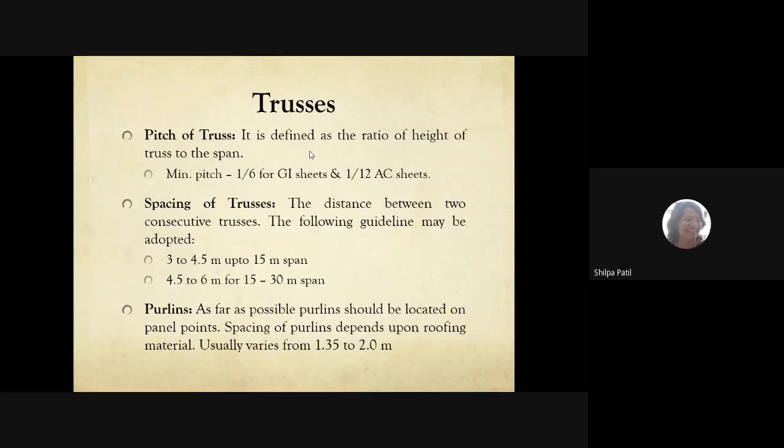There are limitations because the trusses are actually supporting your roofing material. Now, we do not provide a single truss in any industrial shed. We provide a series of trusses. And between two consecutive trusses, or above the two consecutive trusses, there is a roofing material. Now, this roofing material, in Marathi we call it patra, simply a sheet, roofing sheet or roofing material.